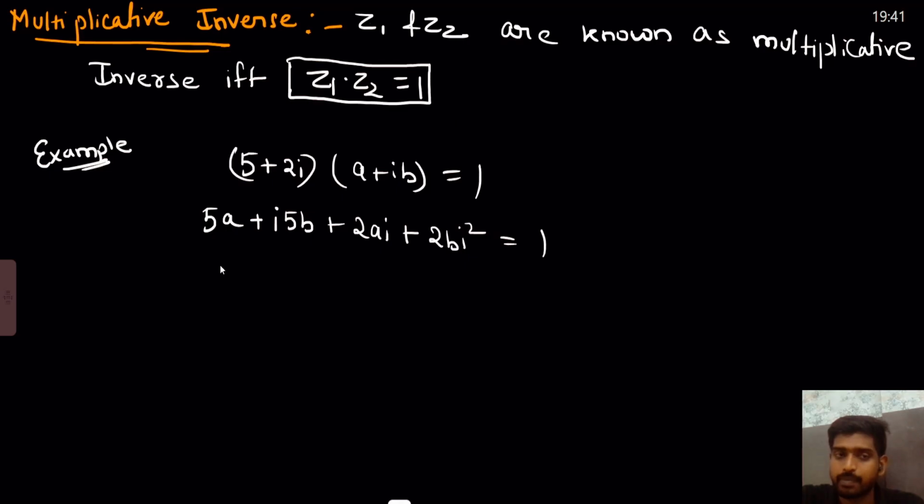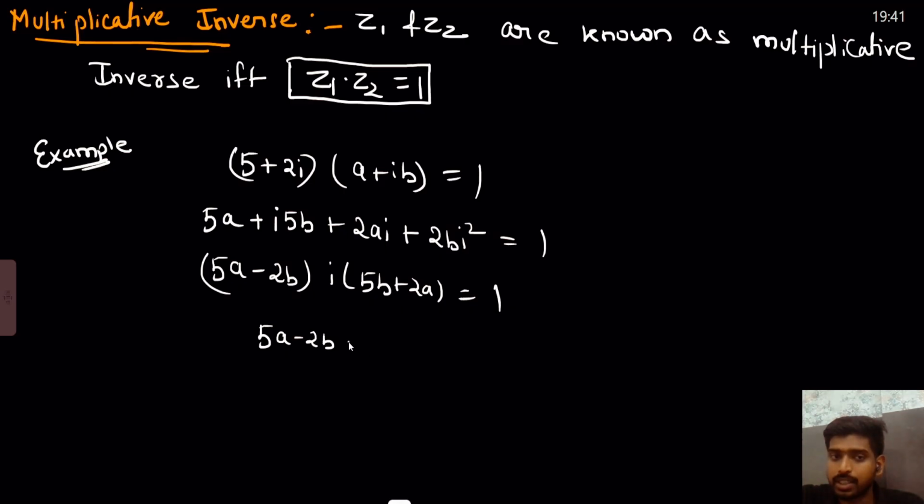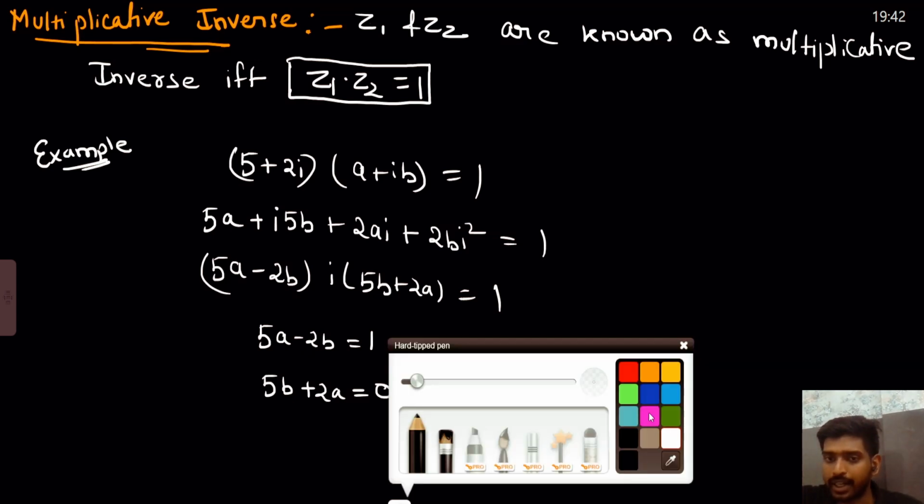So what is iota square? Iota square is minus 1. So here we will get 5a minus 2b, iota will take common, 5b plus 2a is equal to 1. Now compare the real part and imaginary part. If we compare the real part, we will get 5a minus 2b is equal to 1, and 5b plus 2a is equal to 0, as the imaginary part is 0. Got it?